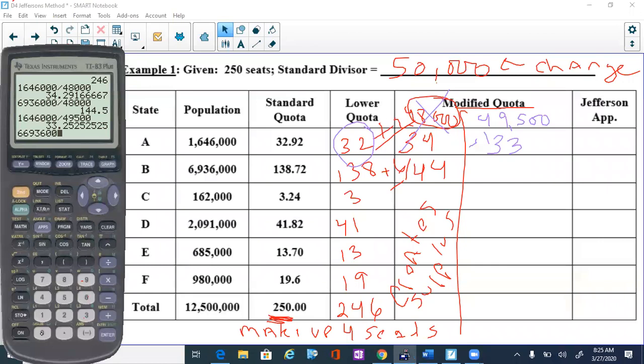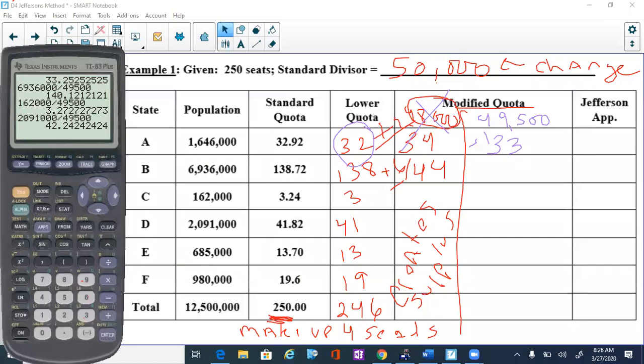6,936,000 divided by 49,500 gives me 140. Then I take 162,000 divided by 49,500, which gives me roughly 3, which was already there. Then I take 2,091,000 divided by 49,500. Let me write some of these down so I can see what's happening in the problem, because I may not need to go very much further.